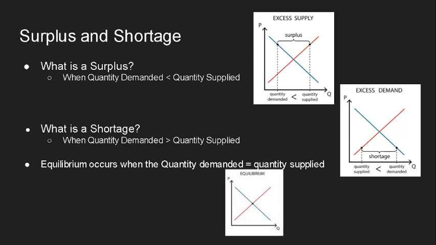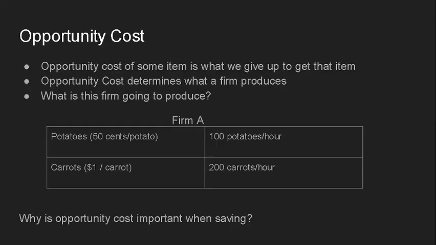And we should also understand what equilibrium is. Equilibrium is whenever quantity demanded is equal to quantity supplied. This is the most socially optimum position because it maximizes the benefit for everyone in the market.